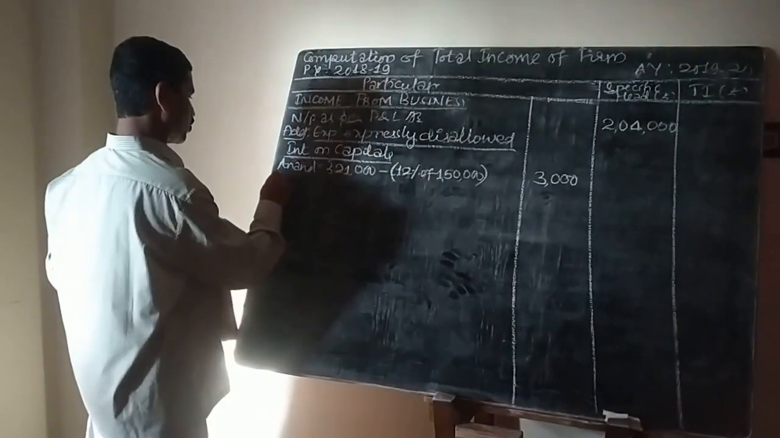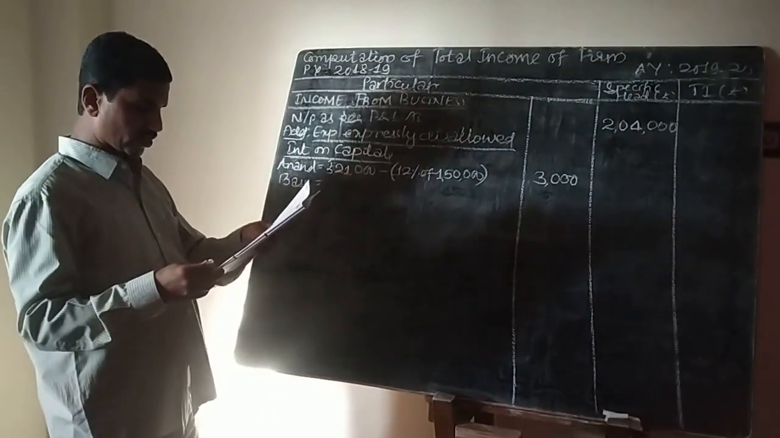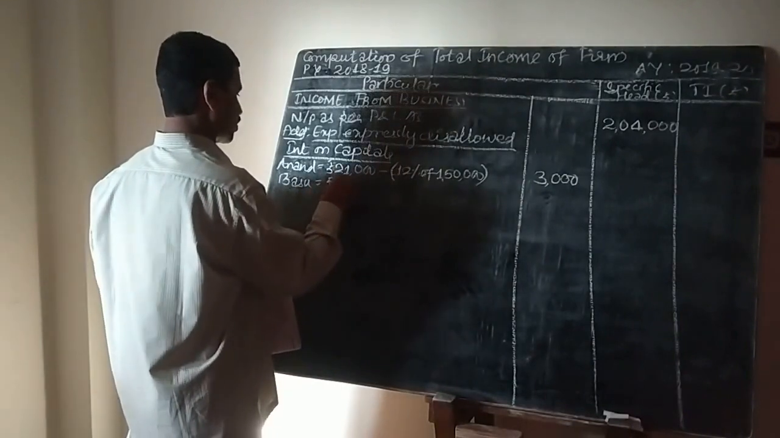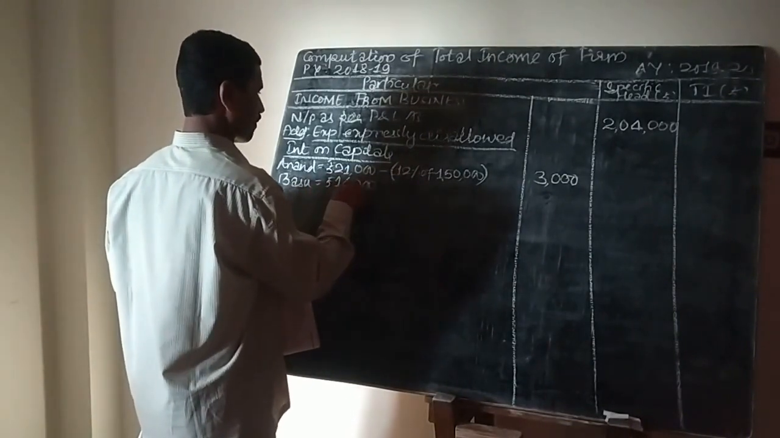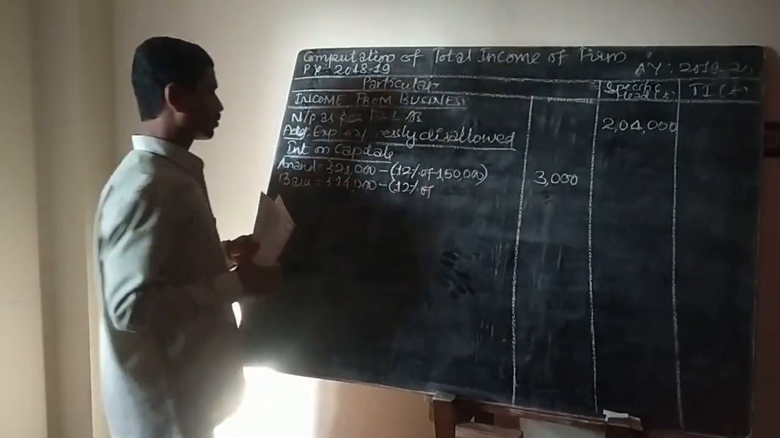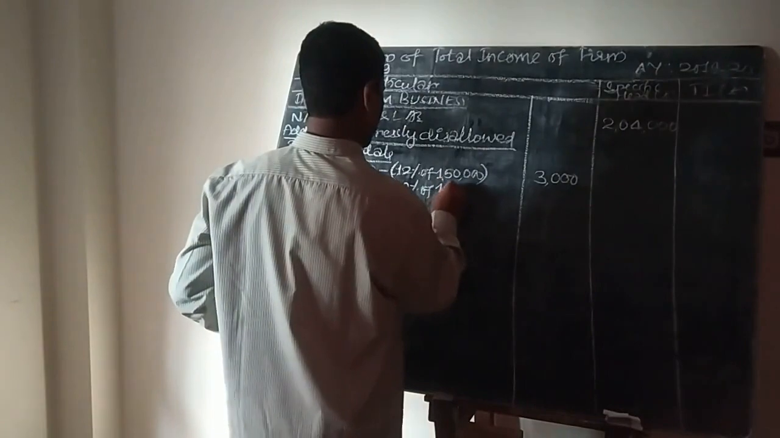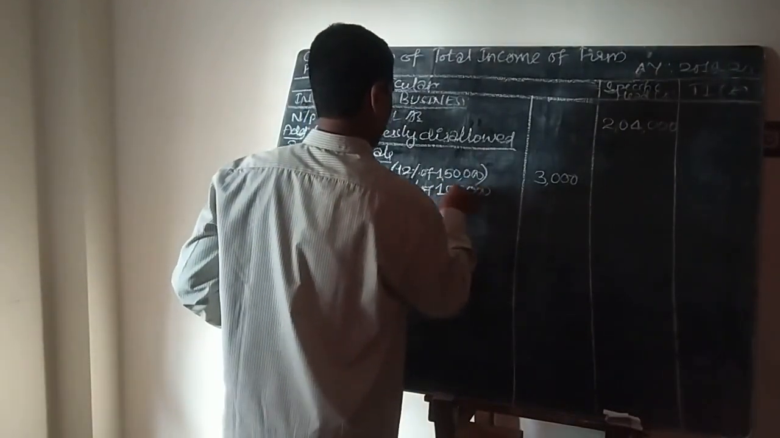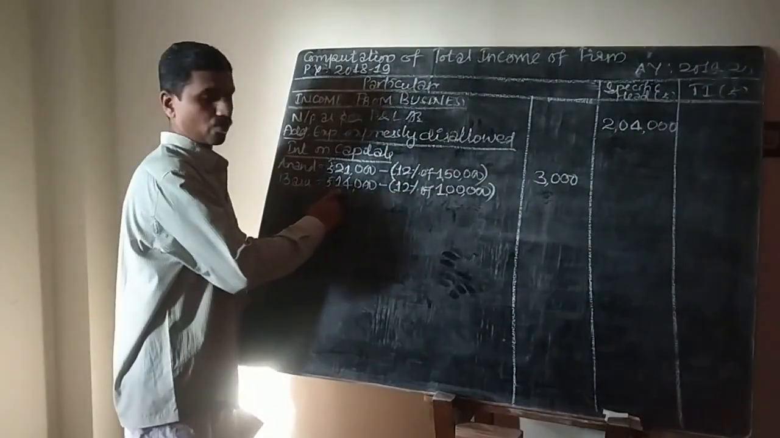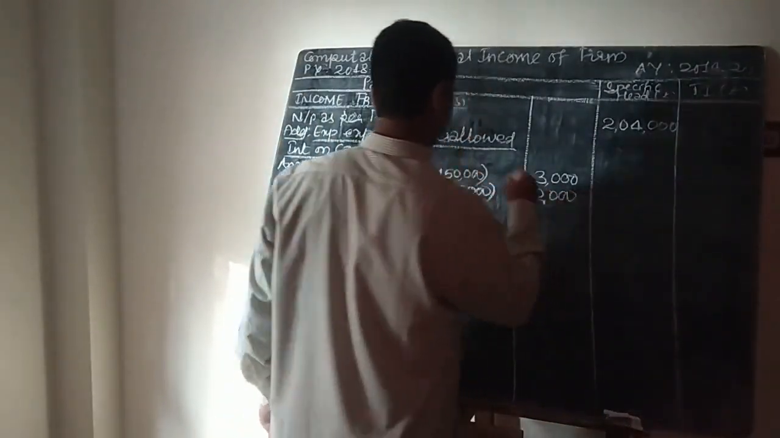Then similarly we take Basu. Basu has been paid interest on capital of rupees 14,000. So 14,000 minus 12%. His capital balance is given as rupees 1 lakh. 12% of 1 lakh comes to 12,000. So 14,000 minus 12,000 comes to 2,000.